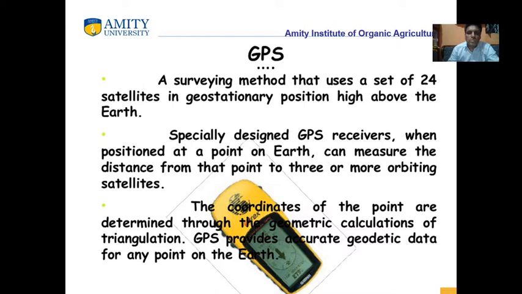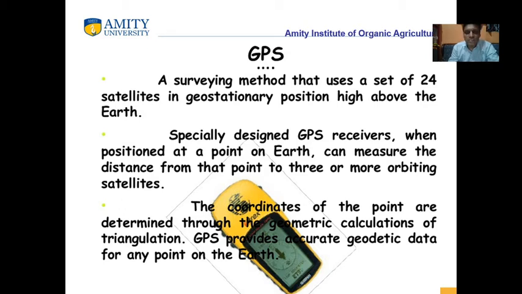What is Global Positioning System? The Global Positioning System is a surveying method based on satellites, 24 satellites available on the geostationary position of the Earth. They are high above the Earth, and different satellites are there. Multiple satellites are there. They can take photograph from any point of the Earth in three-dimensional structure.